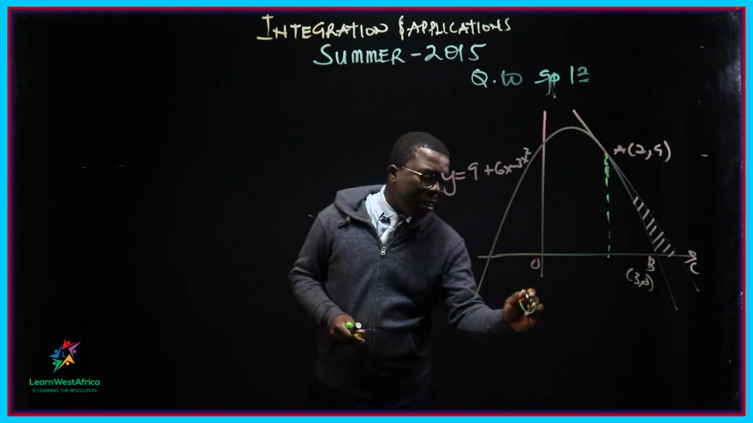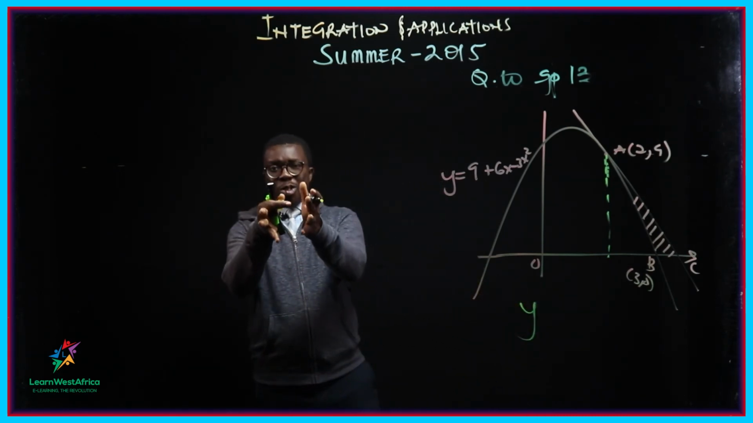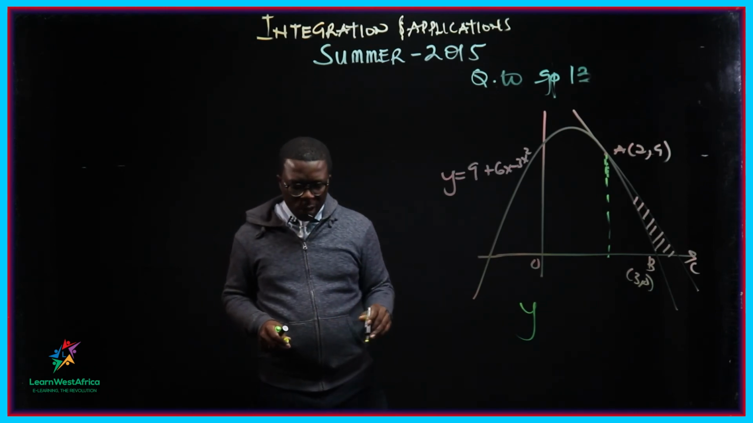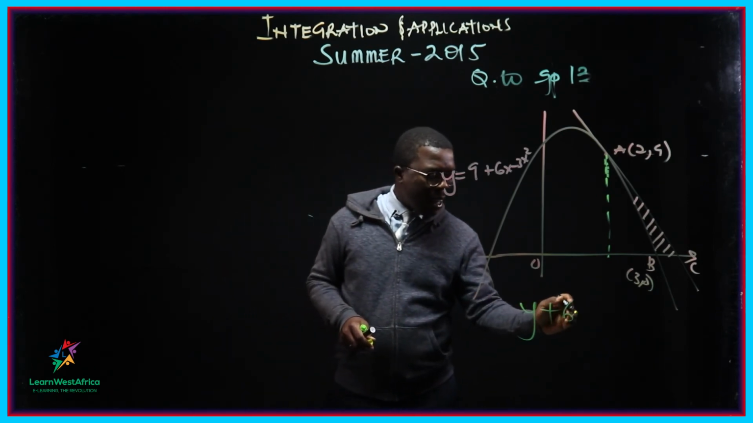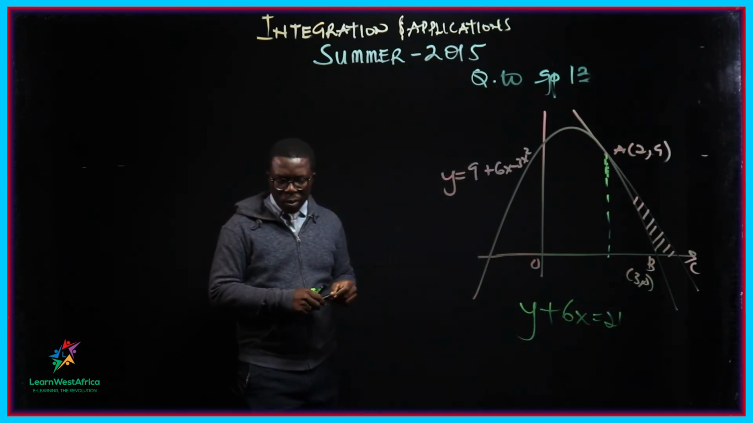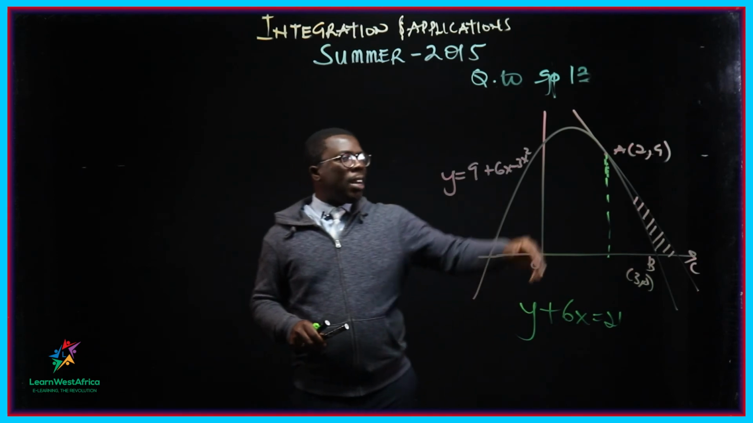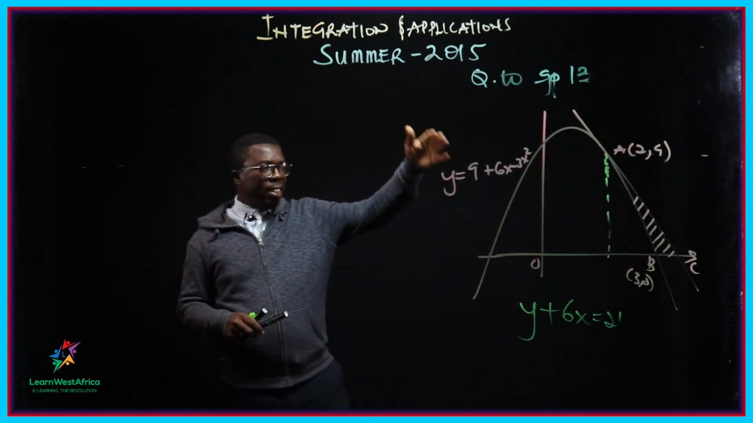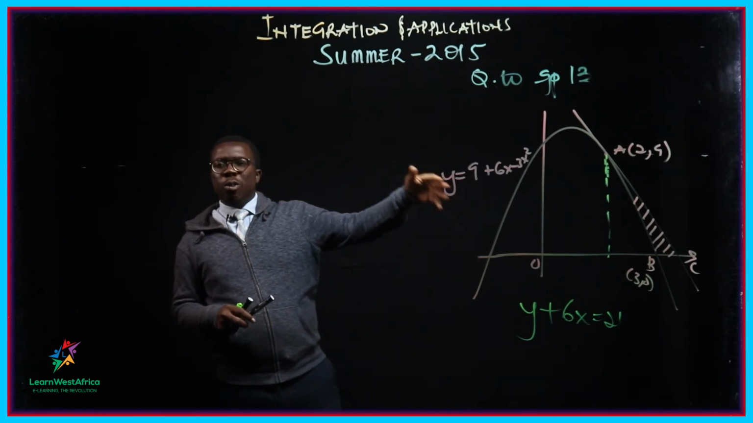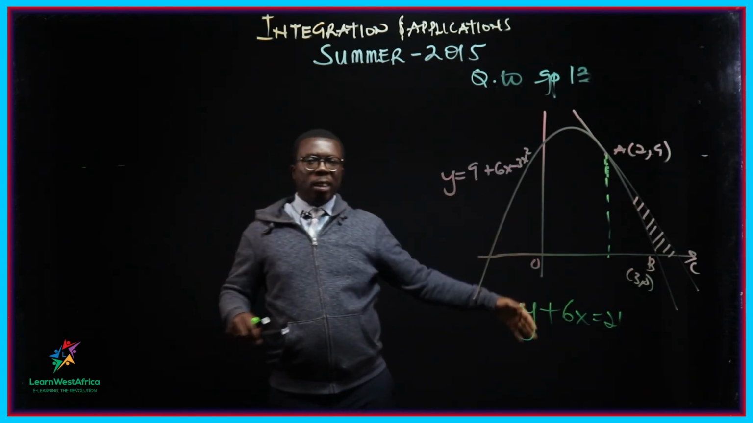So the equation of the tangent, if you're able to go through that process, and I charge you to do that, prove to yourself that the equation of the tangent is y plus 6x is equal to 21. So if that is the equation of the tangent, what is the coordinate of C? You need to find the point at which the tangent will cut the x-axis.